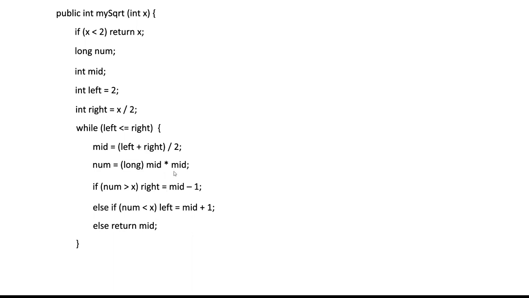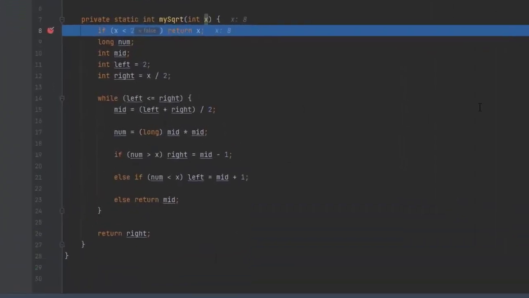So this works for every case while left is less than or equal to right. If left becomes greater than right, it means we passed over the number and we're just going to return the right. So let's jump into IntelliJ and run this.